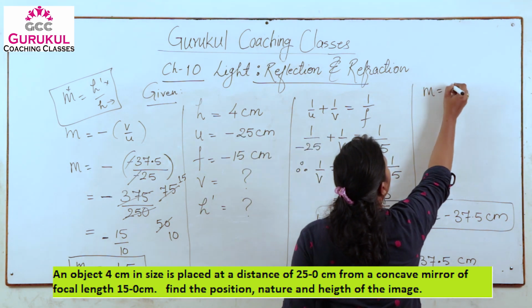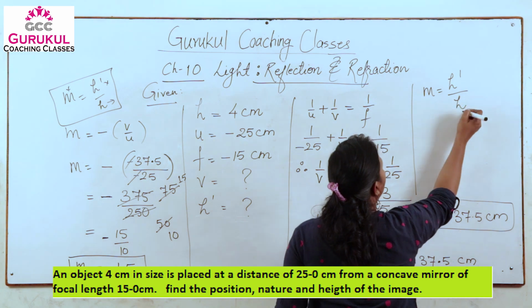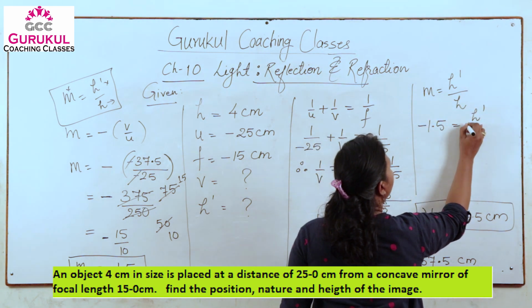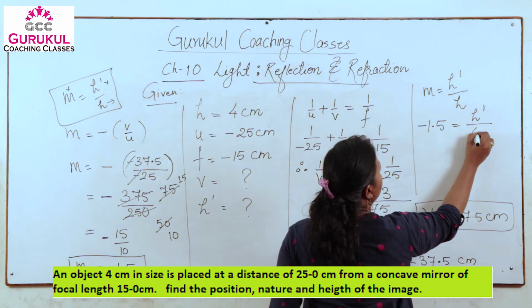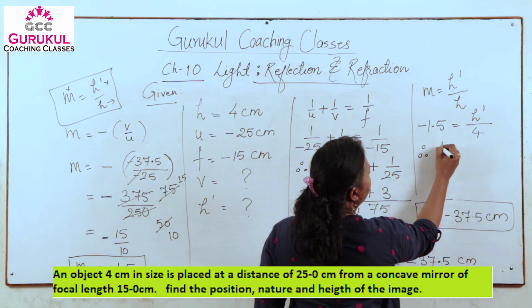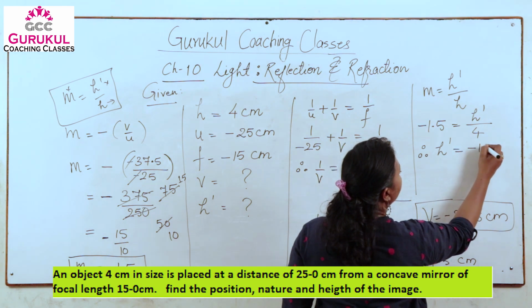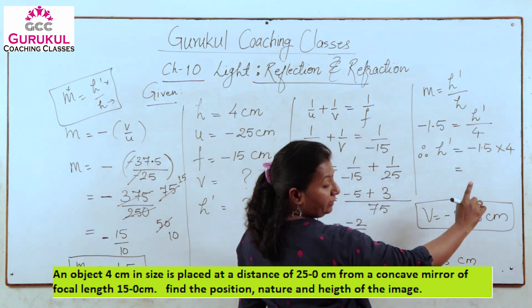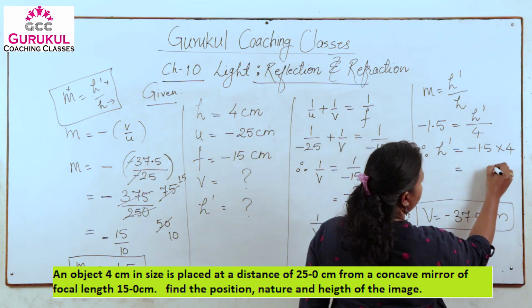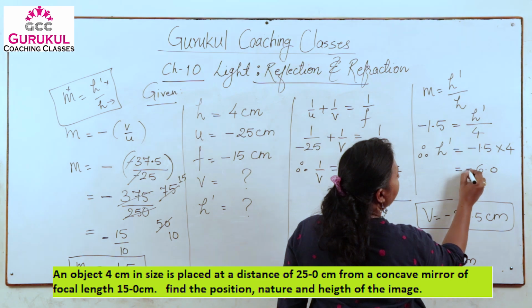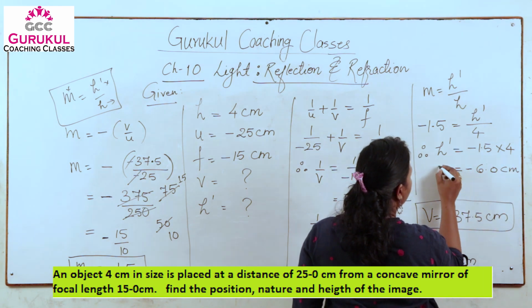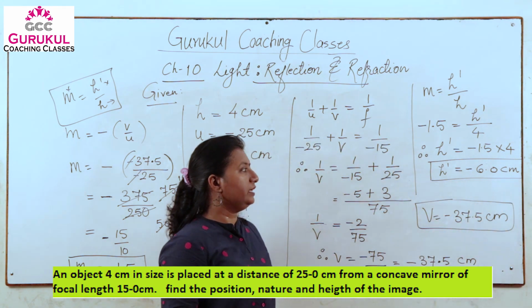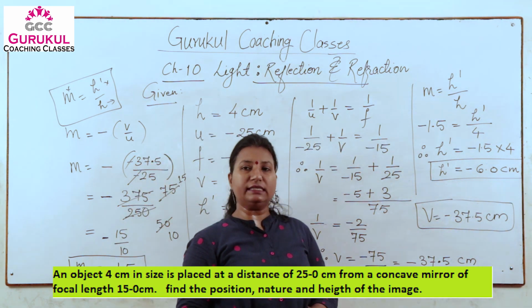Now m is equal to h dash upon h. Magnification is minus 1.5. h dash we have to find and h is given as 4 centimeter. Therefore h dash is equal to minus 1.5 into 4. Right? So we will multiply it. It's minus 6 centimeter. So h dash is equal to minus 6 centimeter.